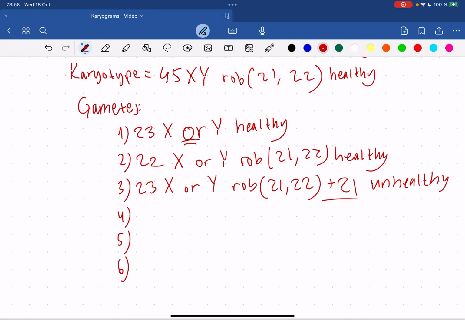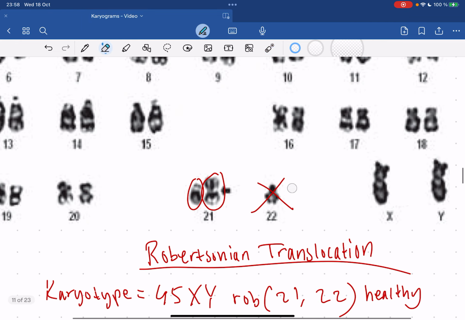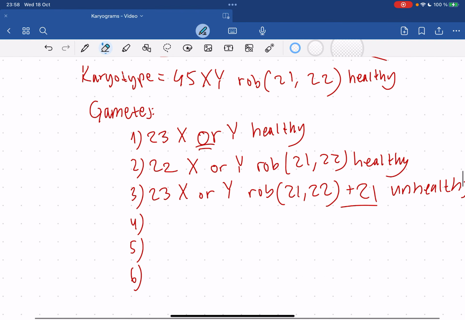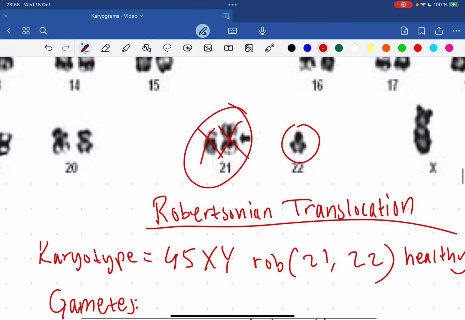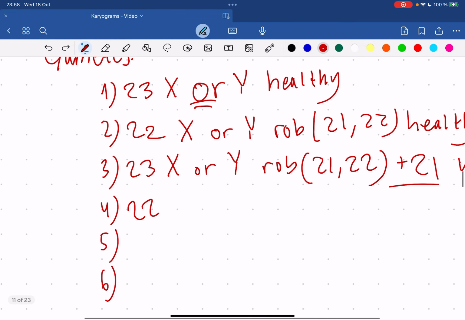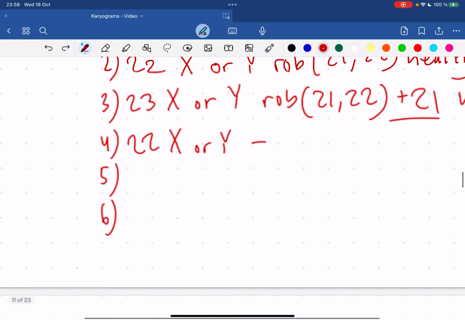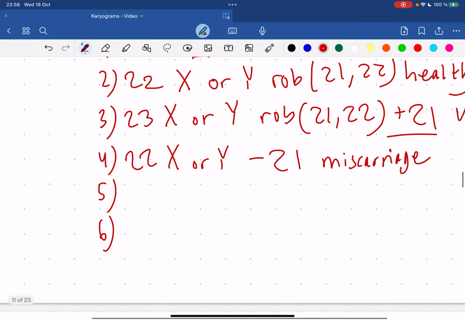However, good news, it's still viable for life. Okay, next up would be that we're actually losing 21. So let's see here. It would look something like this. So we're choosing this one over these two. So we don't have anything representing 21. So in our case, we have one less chromosome because we don't have anything representing it here. And then it would be X or Y minus 21 because we don't have a 21 here. And because it's a minus, it always leads to a miscarriage because it's a monosomy.